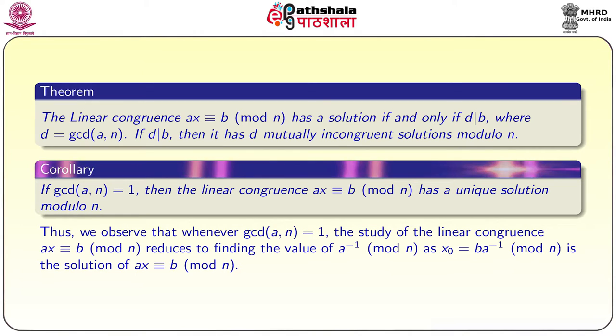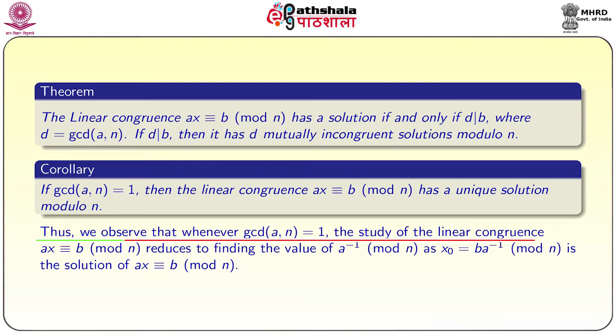As a corollary to this, if GCD of a, n is equal to 1, then the linear congruence Ax congruent to b mod n has a unique solution modulo n. Now, I request you to recall that in the proof of Wilson's theorem, we used that Ax congruent to 1 mod p has a unique solution. Now, that can be easily seen from this corollary.